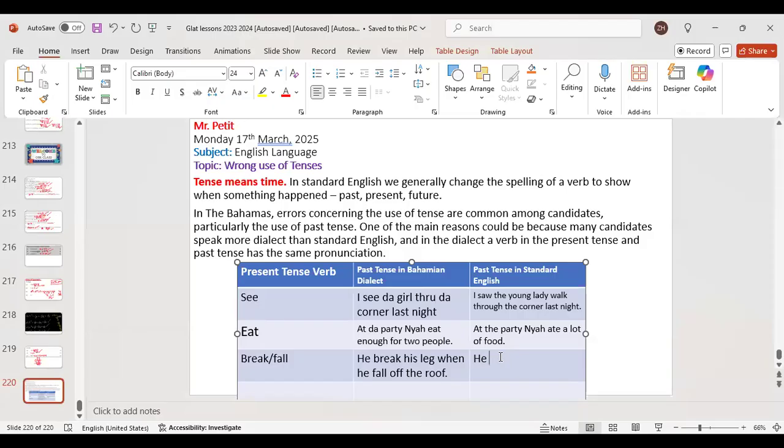You see, y'all saying it wrong still. When he fell. The young guy. When he what? The young guy broke his leg when he fell off the roof. Very good. The delectable young man fell off the roof and broke his leg. There we go. There we go, Aiden.